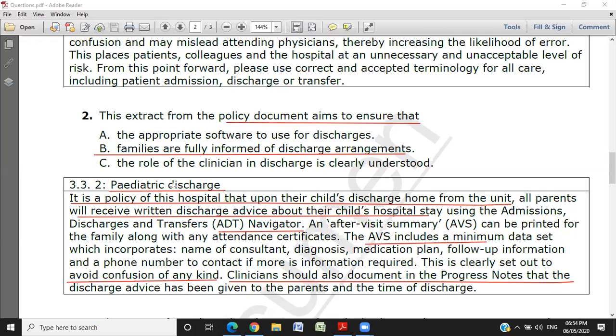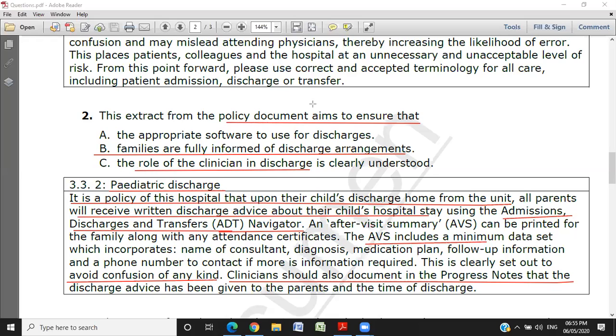So you can see here, appropriate software to use for discharges. You can see here they have mentioned the software. Yeah, but the purpose of this text is not to mention just which software is to be used. It's mainly about how important it is to give the discharge summary and advice, and they have also mentioned what all things are to be included in that. Okay, and here also, if you can see, the role of the clinician in discharge.